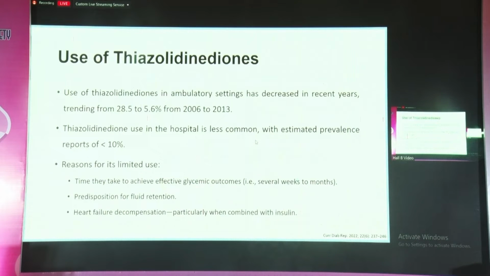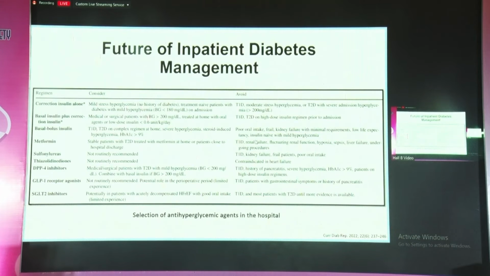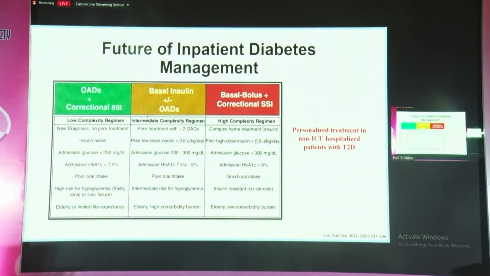Regarding thiazolidinediones, I have discussed it. Thiazolidinediones take a long time to act, so they are not a good molecule to control blood glucose acutely, and they are contraindicated in many settings, so they are obviously out of choice. And this, in a nutshell, is what I have already said. The future is inpatient diabetes management. This is my final slide.